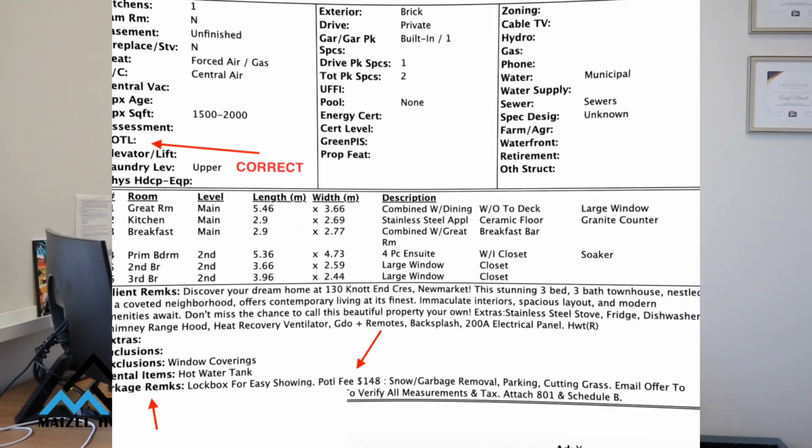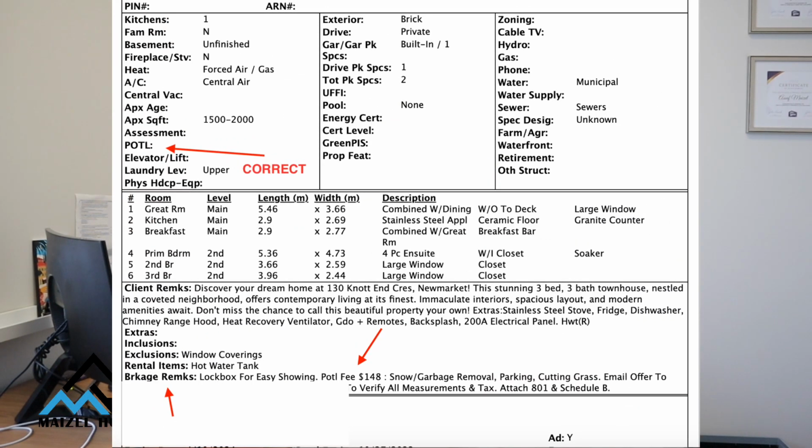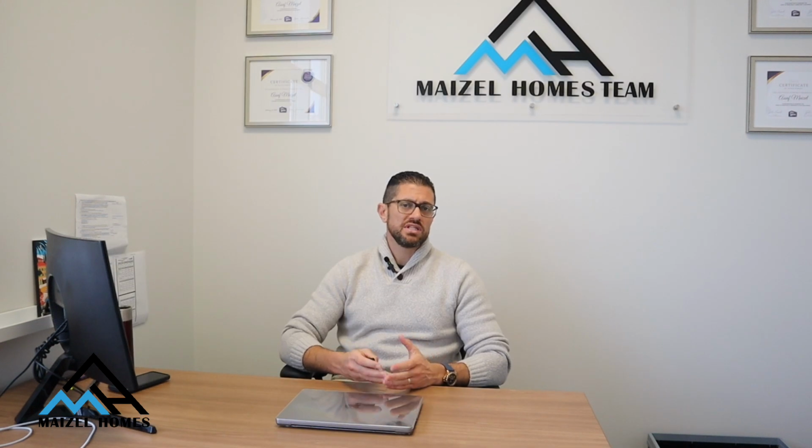Take a look at this. Here the agent did not put the POTL fee in the correct place. It's only located under the brokerage remarks, which the client can't see. It's clearly done to mislead the client.